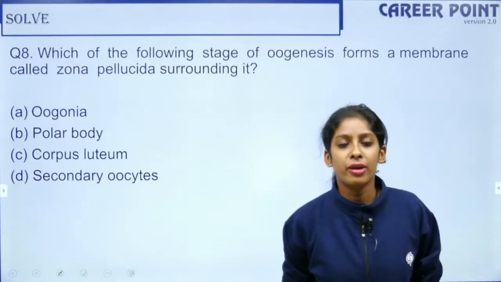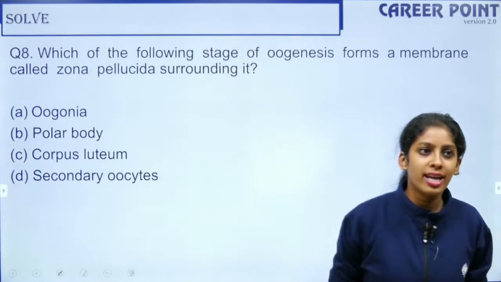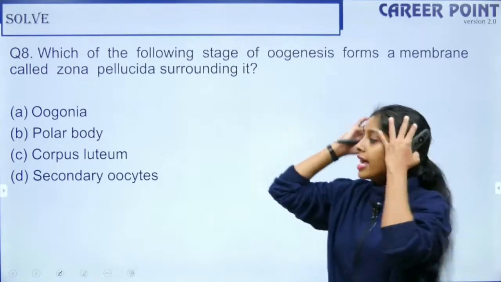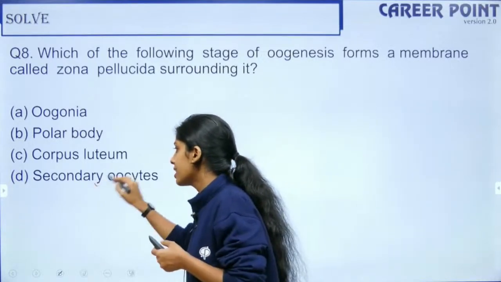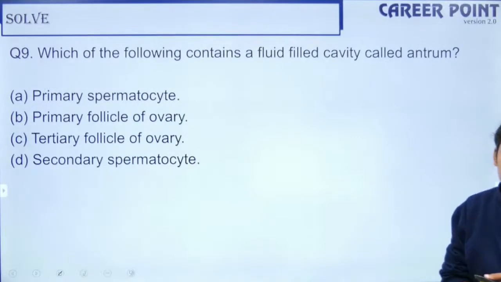Okay, Antonia B, fine. Yes. So where does the zona pellucida layer form in your oogenesis? Yes. So your secondary oocytes help in the formation of your zona pellucida. Yes, absolutely right.